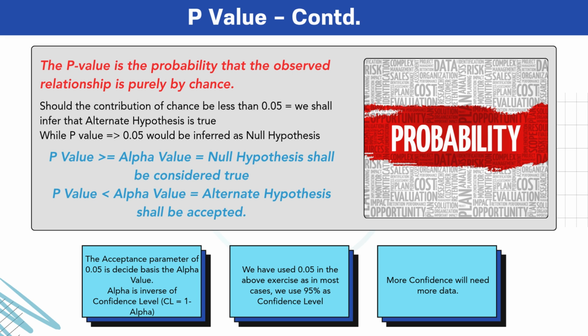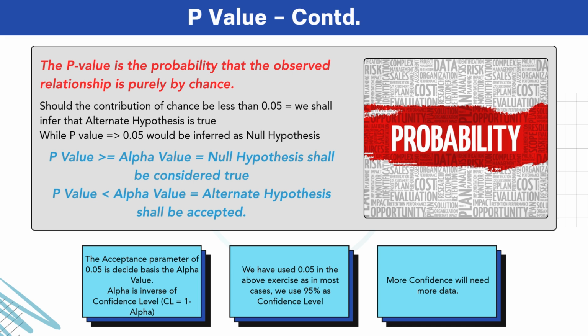Important point: the alpha value, typically 0.05, is pre-decided and represents our tolerance for error. It's also called the level of significance. Now let's look at the three support boxes at the bottom. 1. Alpha and confidence level. Alpha is the threshold value, commonly 0.05, and is the inverse of the confidence level. So, if we use a 95% confidence level, our alpha equals 1 minus 0.95 equals 0.05.